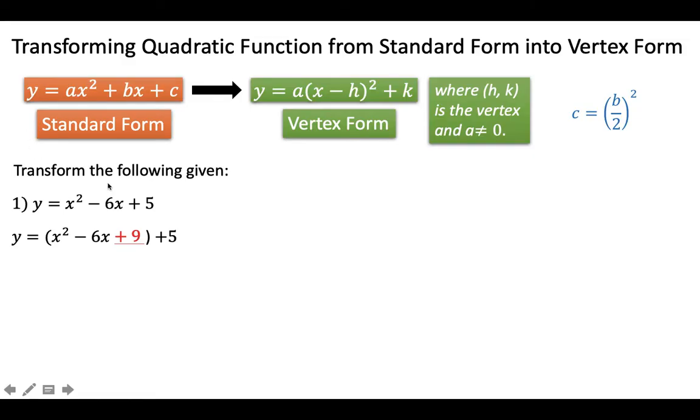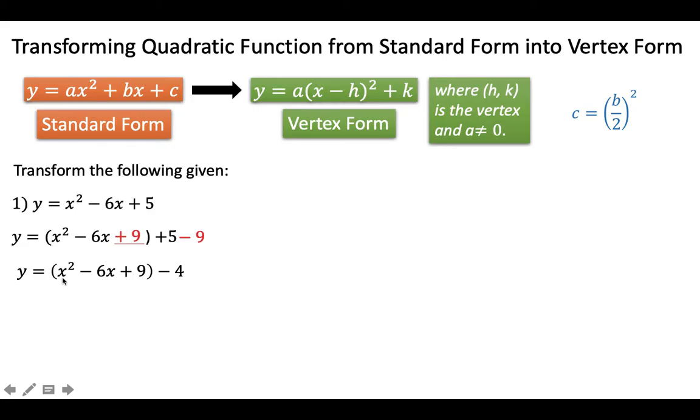Then, of course, since we add positive 9, the value will be affected. So we will neutralize it by subtracting the same number. Positive 9 minus 9 is 0. It will still go back to its original form. The value has not changed. This is different from the addition property of equality, wherein if we add 9 here, we will also add 9 to the other side of the equal sign. But since we are doing this on only one side of the equal sign, if we add 9, we will subtract the same number. We will subtract 9. Okay, so simplify x squared minus 6x plus 9, then 5 minus 9 is negative 4.